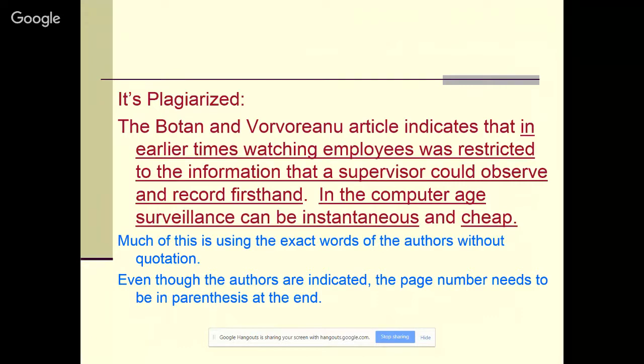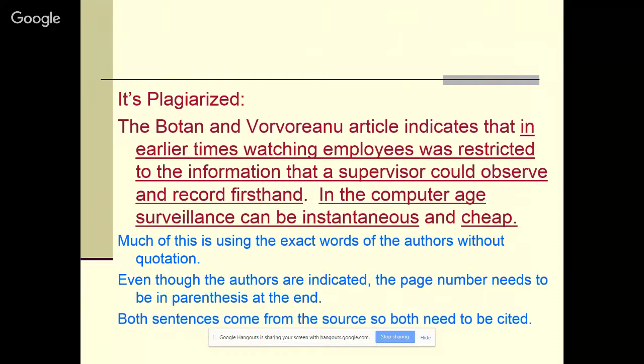Even though the authors are indicated, the page number needs to be in parentheses at the end. This has come from the source, so they both need citation. Okay? Again, cite every sentence that comes from a source.